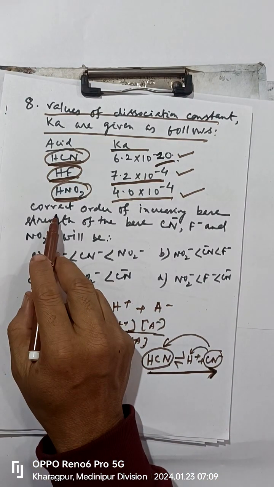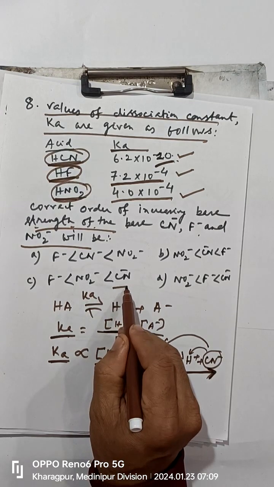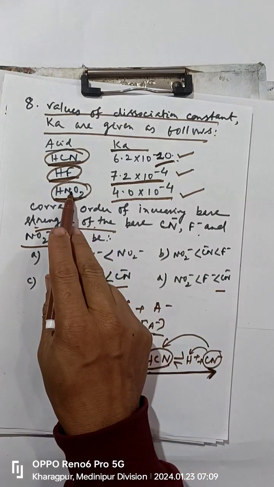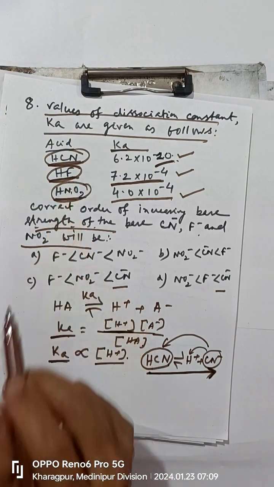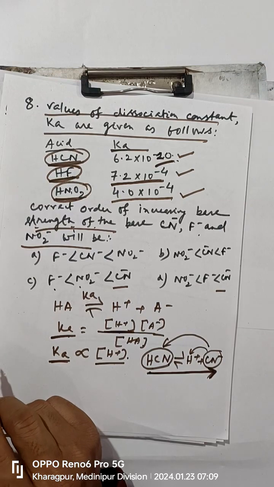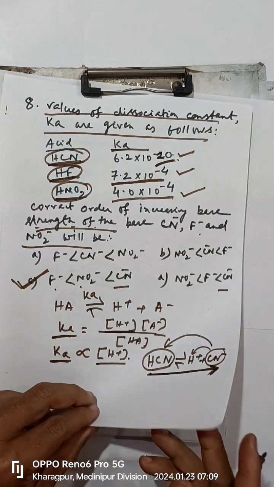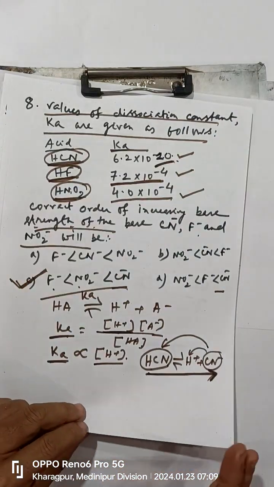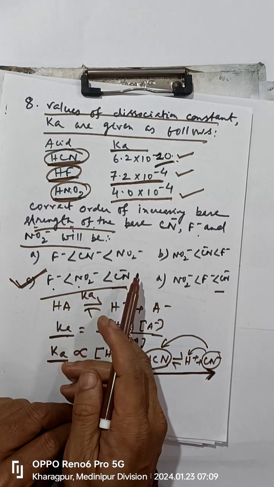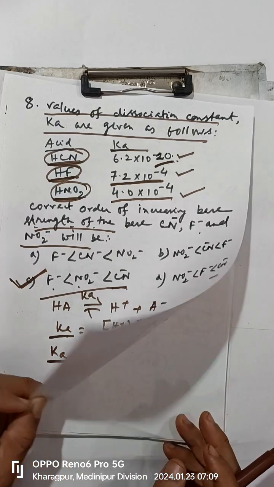So the correct order of increasing basic strength of the bases CN minus, F minus, and NO2 minus will be as follows. Now what about F minus and NO2 minus? NO2 minus has the lower value and F minus has the higher value. So NO2 minus comes after CN minus, and finally the least basic property will be for F minus. So the answer will be option C. F minus has the lower tendency to accept the H plus ion among CN minus and NO2 minus, and hence it has the lower basic strength.